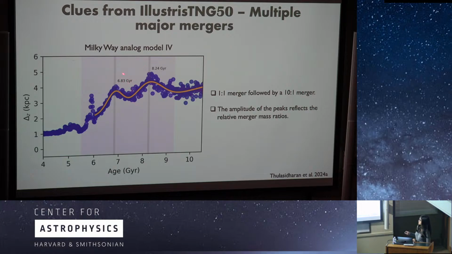Both of these signatures are visible as 2 jumps, after which it transitioned to a region of lower vertical thickness. We can also see a minor bump there. That's also a merger, but a minor merger, while the galaxy was relaxing from the 1:10 merger. Interestingly, the amplitude of the peaks reflects the relative merger ratios: the more massive merger corresponds to a larger amplitude in the age-delta C diagram compared to the less massive merger.